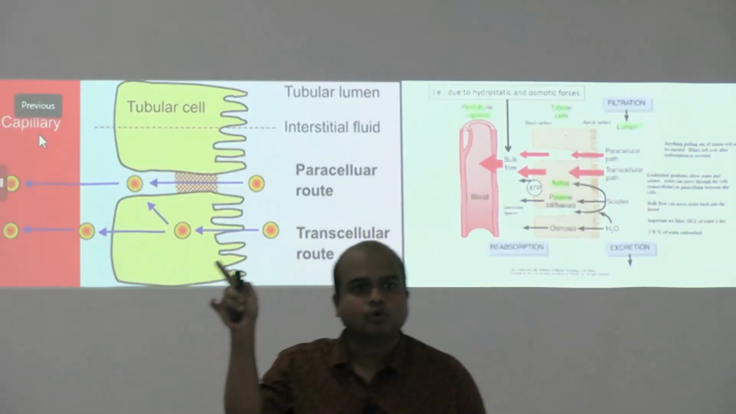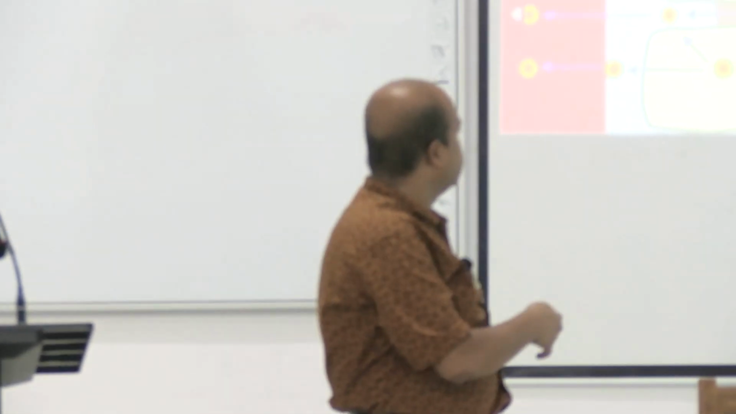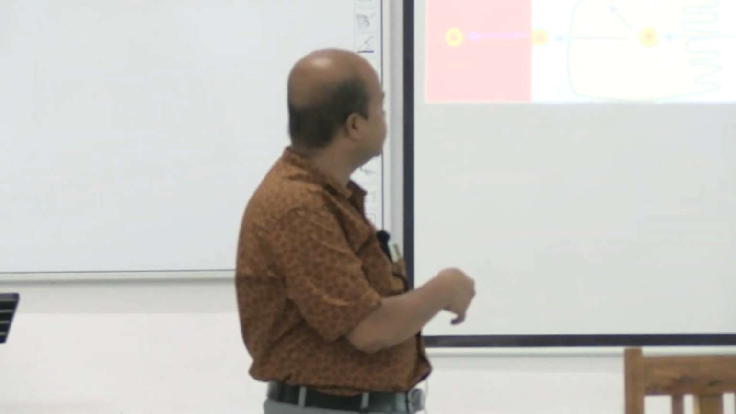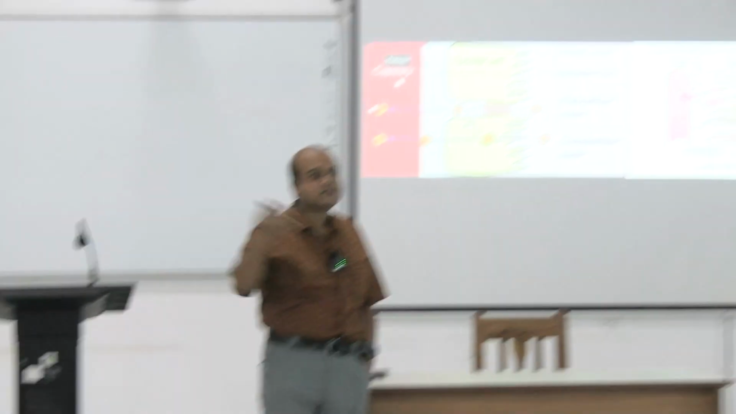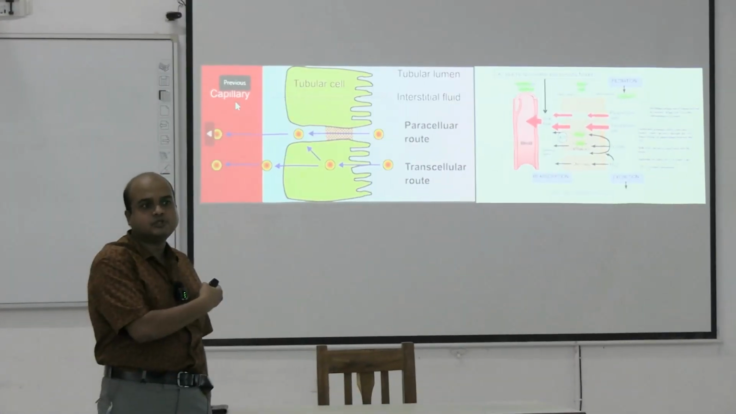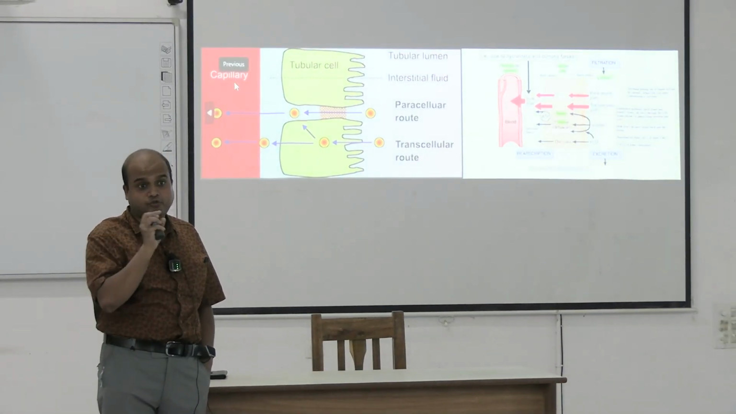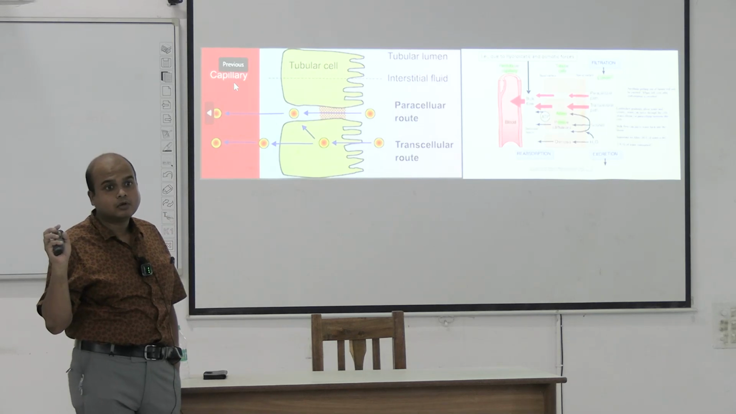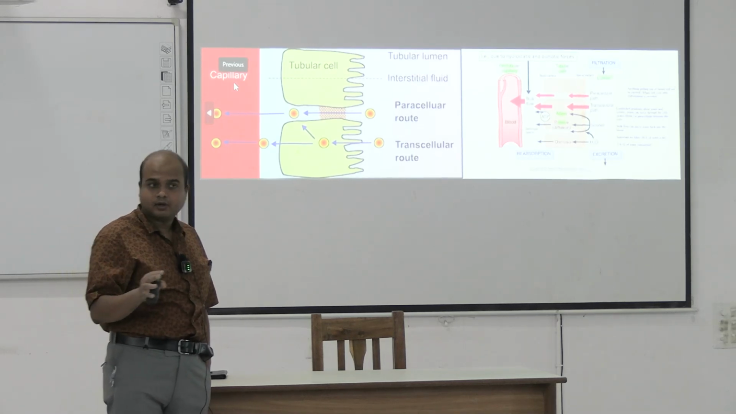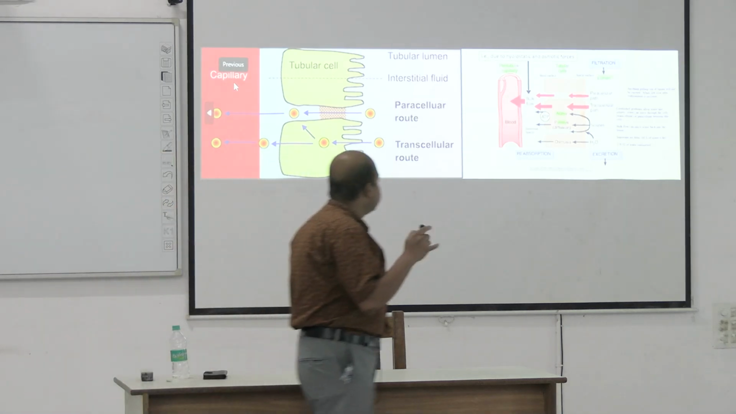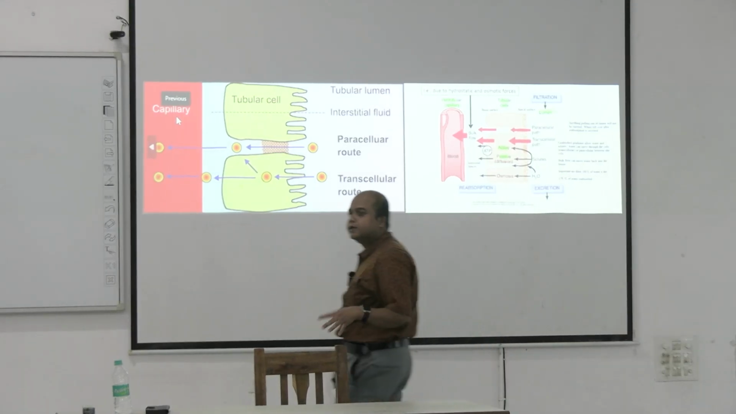So there are tight junctions in between the cells. So the paracellular route is simple diffusion through the tight junctions. And there is something called bulk flow. Bulk flow means solvent is diffusing and solutes are dragged with it. That phenomenon is called solvent drag. So when I say paracellular, transcellular, that means you should know solvent drag.